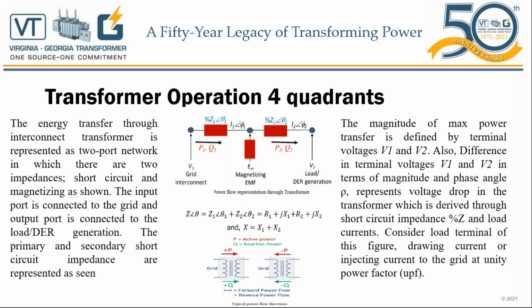In the next several slides, we're going to look at, from an electrical calculation methods point of view, how reverse power actually occurs in the systems and the distribution networks. The energy transfer through an interconnect transformer is represented as a two-port network, as you can see here, in which there are two impedances, the short circuit and the magnetizing. The input port is connected to the grid, and the output port is connected to the load generation. The primary and secondary short circuit impedances are represented, as you can see, in the middle of the slide.